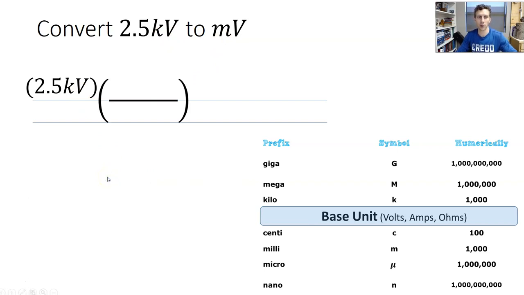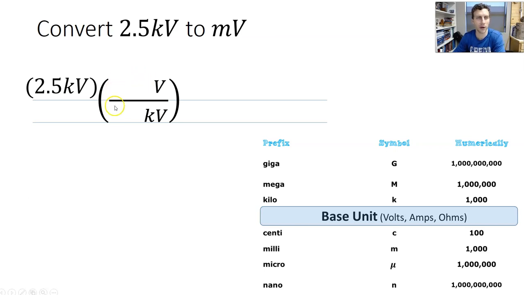So what I want to do is set up a big set of brackets, and start filling this in. Kilovolts is up here, so I want to put kilovolts on the bottom. I'm going to do that every time: whatever units are here, I'm going to put here. So kilovolts are here, and my base unit, volts, goes on top.